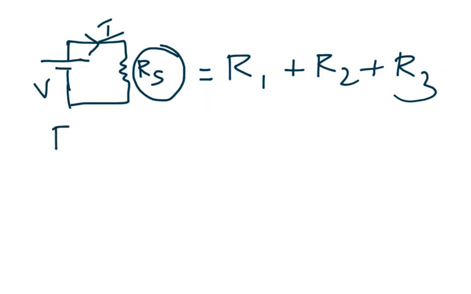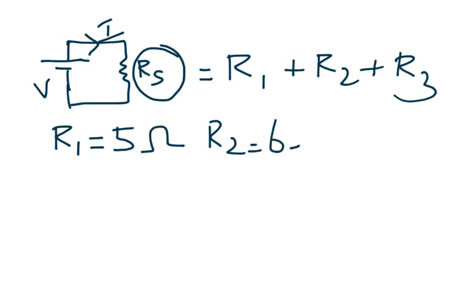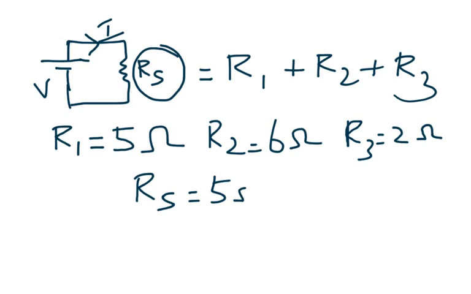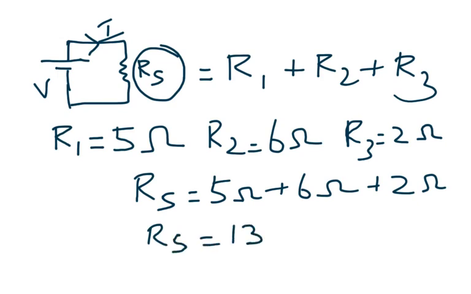Now let's say that we have the value of R1 be 5 ohms, the value of R2 be 6 ohms and the value of R3 be 2 ohms. So what will the total resistance be? It will be 5 ohms plus 6 ohms plus 2 ohms, which will be equal to 13 ohms.